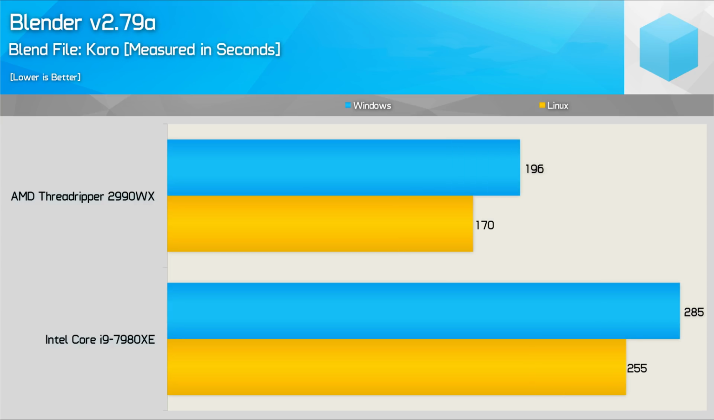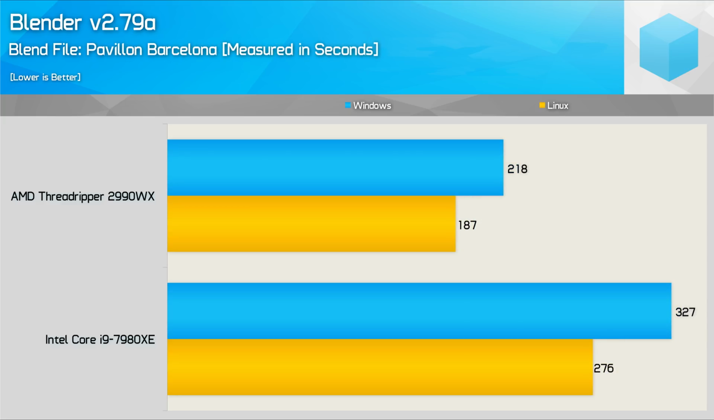We see a very similar story here. Linux slightly improves the 2990WX's position, but overall both CPUs see good gains on Linux. Then we have the Pavilion Barcelona workload, and we see more of the same, so time to wrap things up.